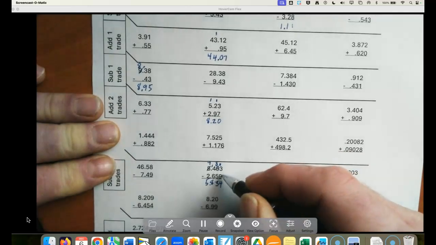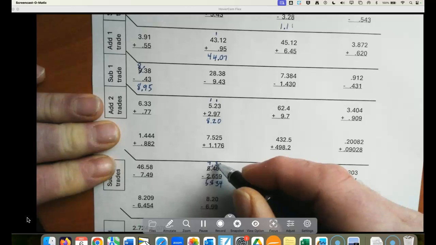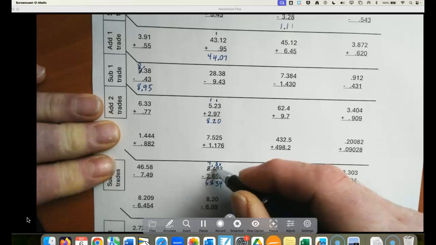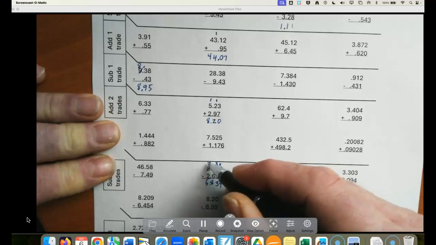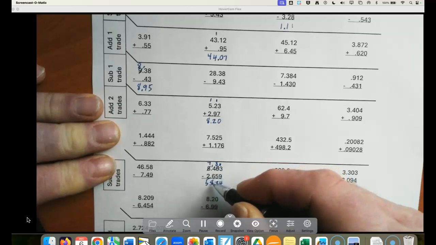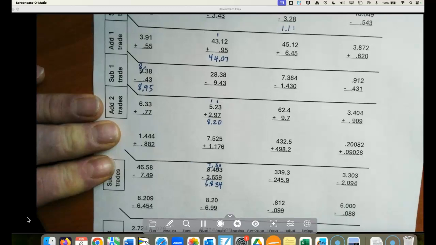Again, we can't do 3 minus 9, so we traded. 13 minus 9 is 4. This became an 8 instead of a 9. 8 minus 5 is 3. We can't do 4 minus 6, we traded. That becomes a 7. We put 10 over here, so we have 14 minus 6, which is 8. And then 7 minus 2, which is 5.